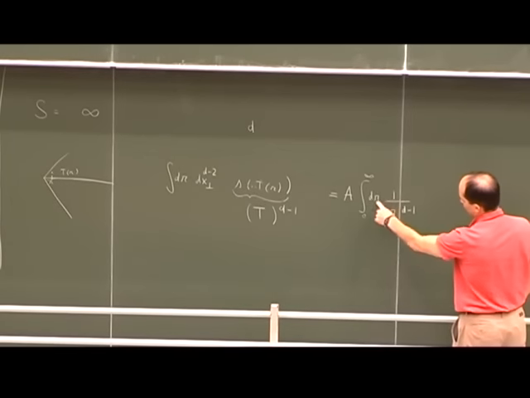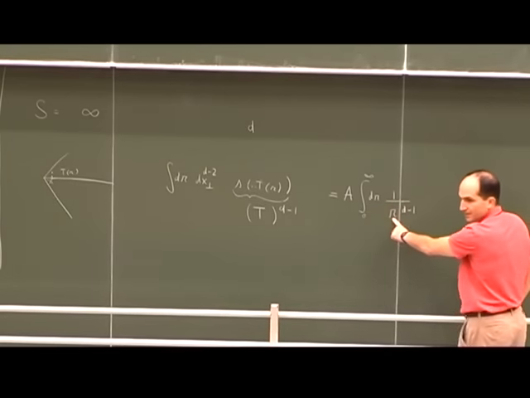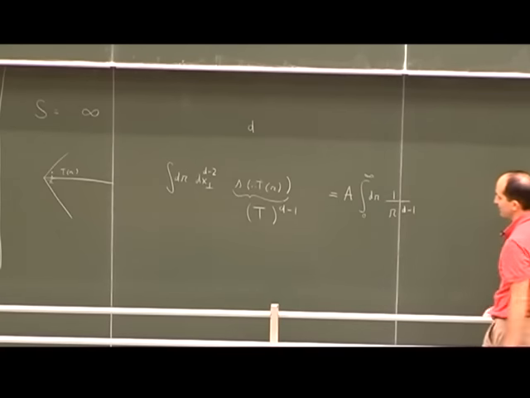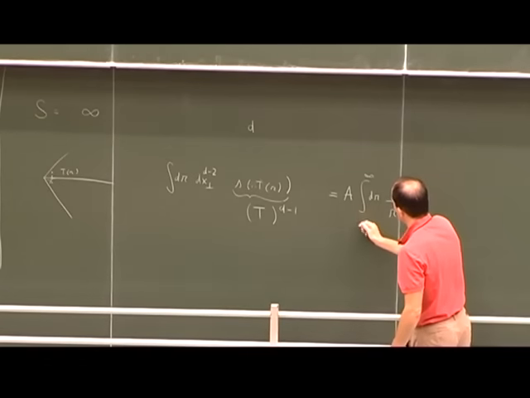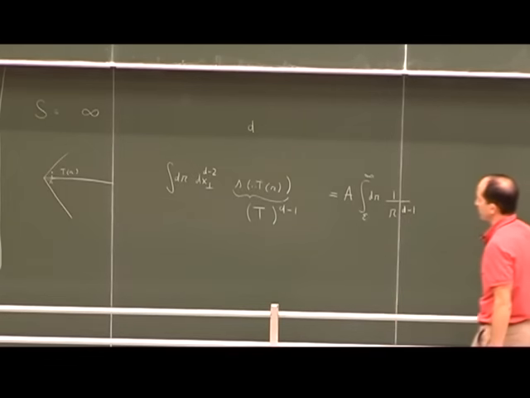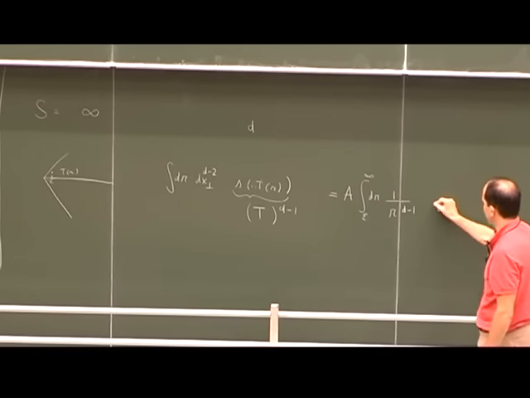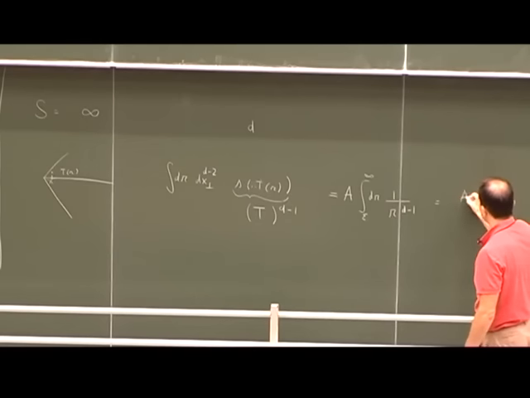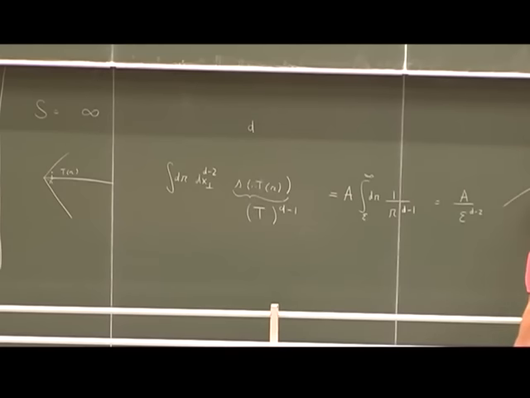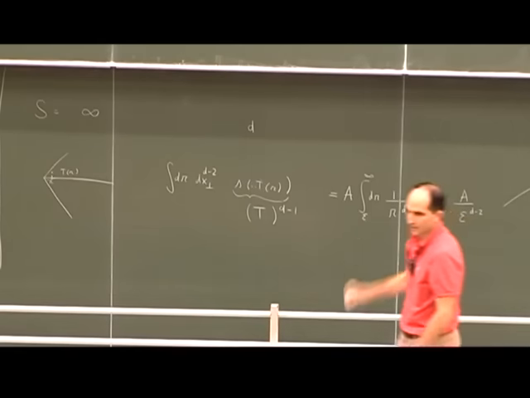And what we see here is that when r goes to 0, this blows up, right? This has a divergence at r equal to 0. So we can make the dependence on the UV cutoff more explicit by integrating only up to epsilon, in which case we get area divided by epsilon to the d minus 2, right? So in 4 dimensions, we have area divided by epsilon squared. That's the divergence. That's this infinity we were talking about here.